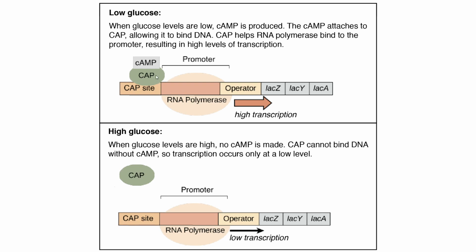Without cAMP, CAP cannot bind DNA and is inactive. CAP is only active when glucose levels are low and cAMP levels are high. Thus, the Lac operon can only be transcribed at high levels when glucose is absent. This strategy ensures that bacteria only turn on the Lac operon and start using lactose after they have used up all of the preferred energy source, which is glucose.